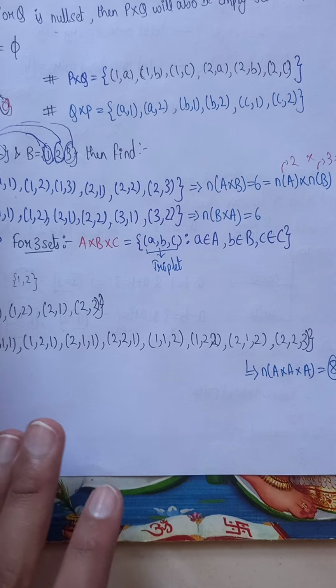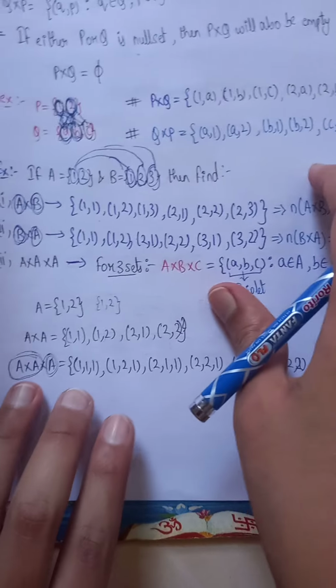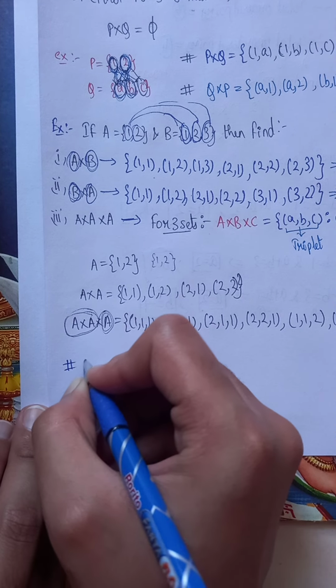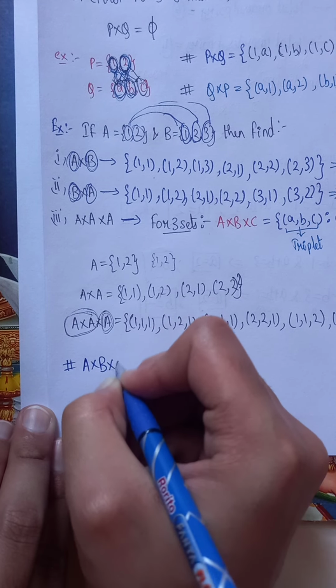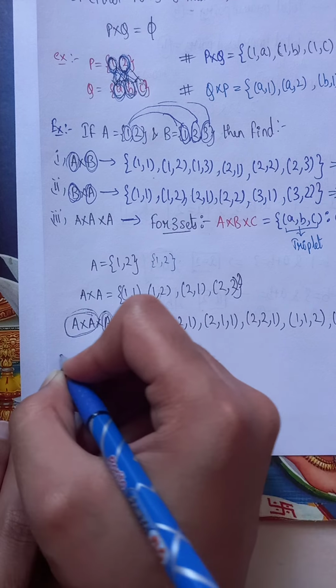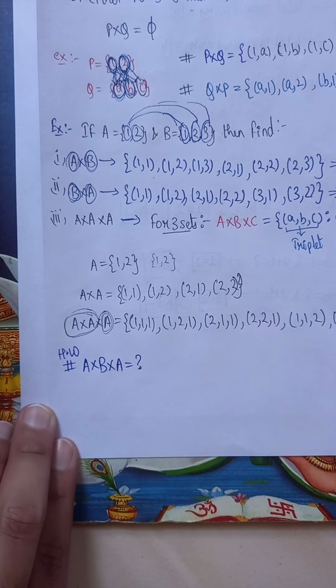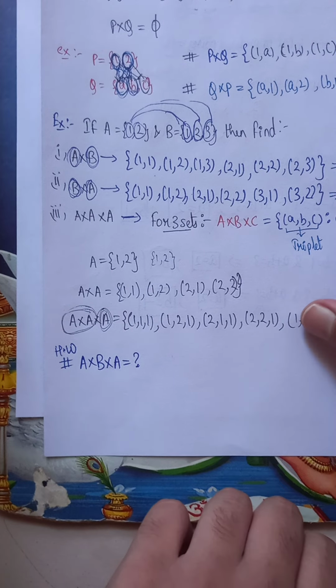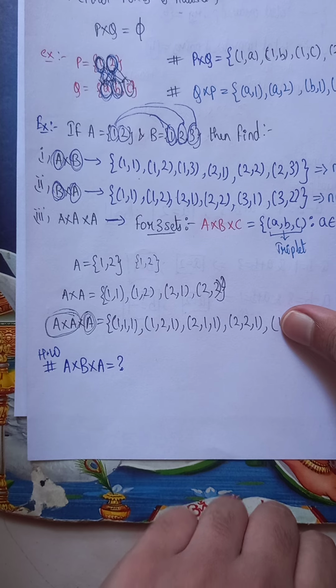So now I would like to give you a homework, but I'll not give the solution for this one. You can calculate it on your own. It's easy. Calculate A cross B cross A, which is equal to how much? If you find the answer, then please do write it in the comment section. This is the first homework which I'm giving to you. If someone gives the correct solution, then I'll pin it in the comment section.